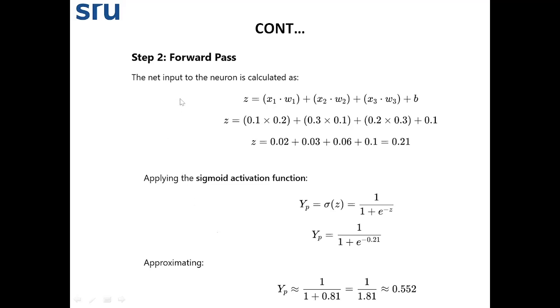So forward pass, we have to calculate the net input to the neuron. It is given by z is equal to x1 dot w1 plus x2 dot w2 plus x3 dot w3 plus bias. When we put in all these values, we get z is equal to 0.21. Apply the sigmoid activation function 1 by 1 plus e raised to power of minus z. Here z is equal to 0.21. When we approximate this, we are getting 0.552.